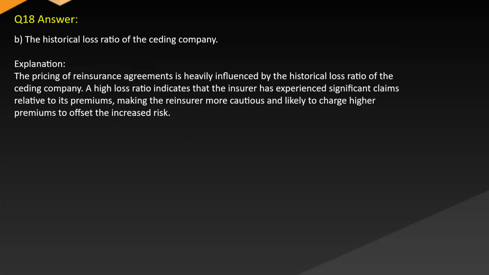Answer B. The historical loss ratio of the ceding company. Explanation. The pricing of reinsurance agreements is heavily influenced by the historical loss ratio of the ceding company. A high loss ratio indicates that the insurer has experienced significant claims relative to its premiums, making the reinsurer more cautious and likely to charge higher premiums to offset the increased risk.